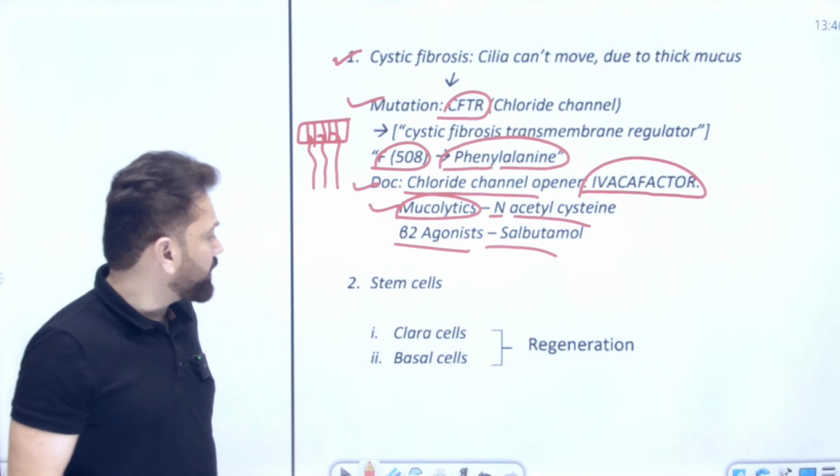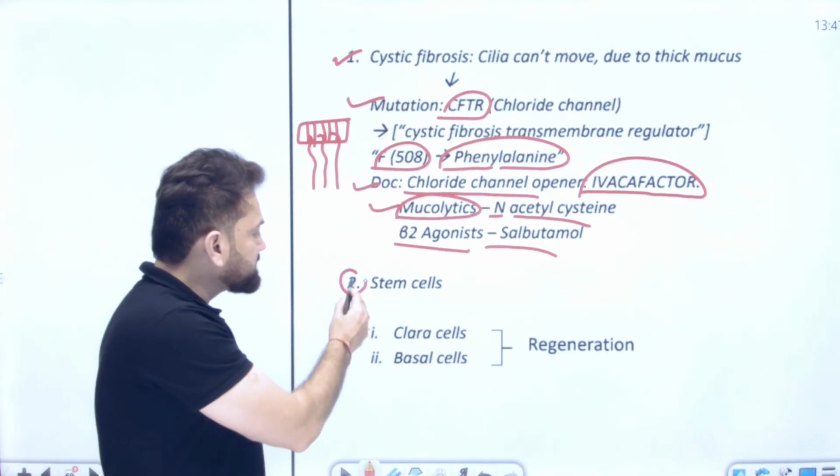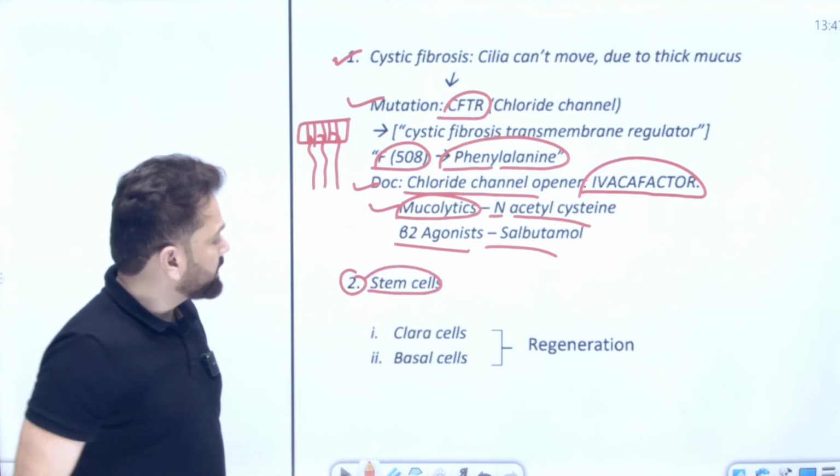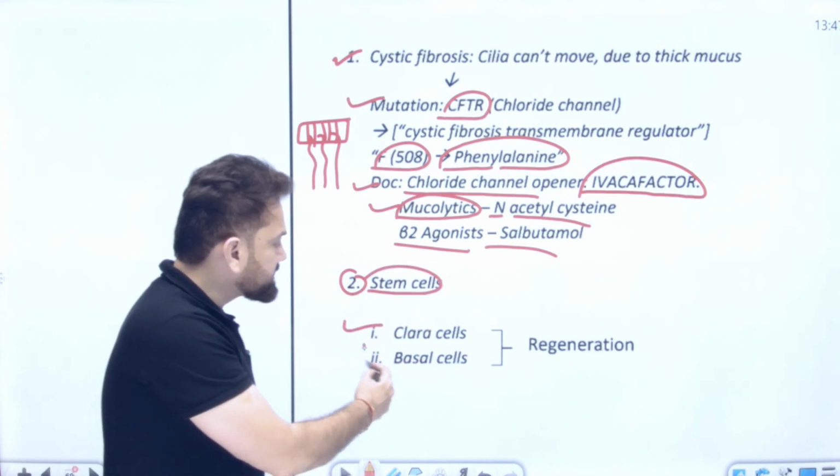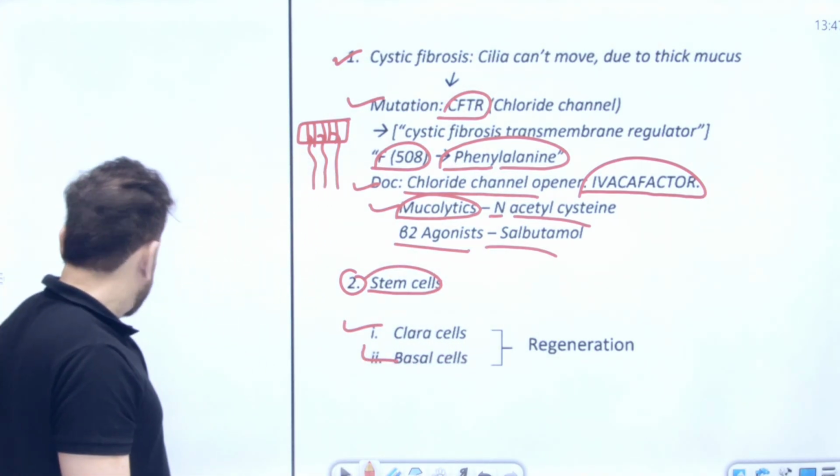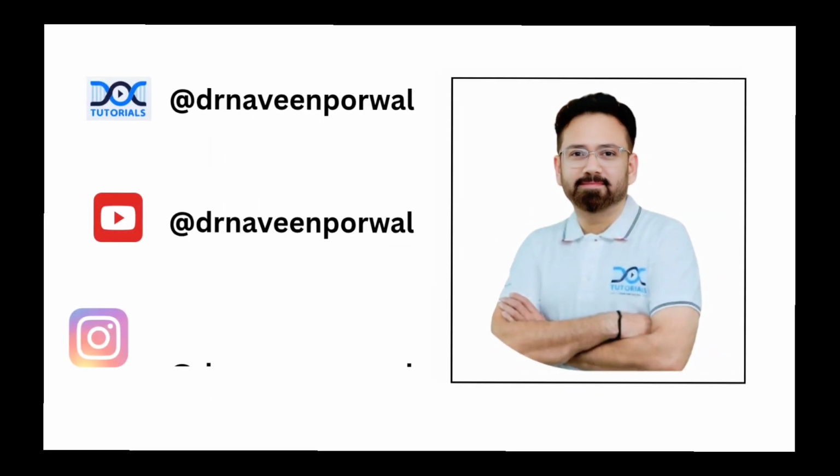Now coming to the second point, there are stem cells also, like Clara cell and basal cell. What is the reason? For regeneration.